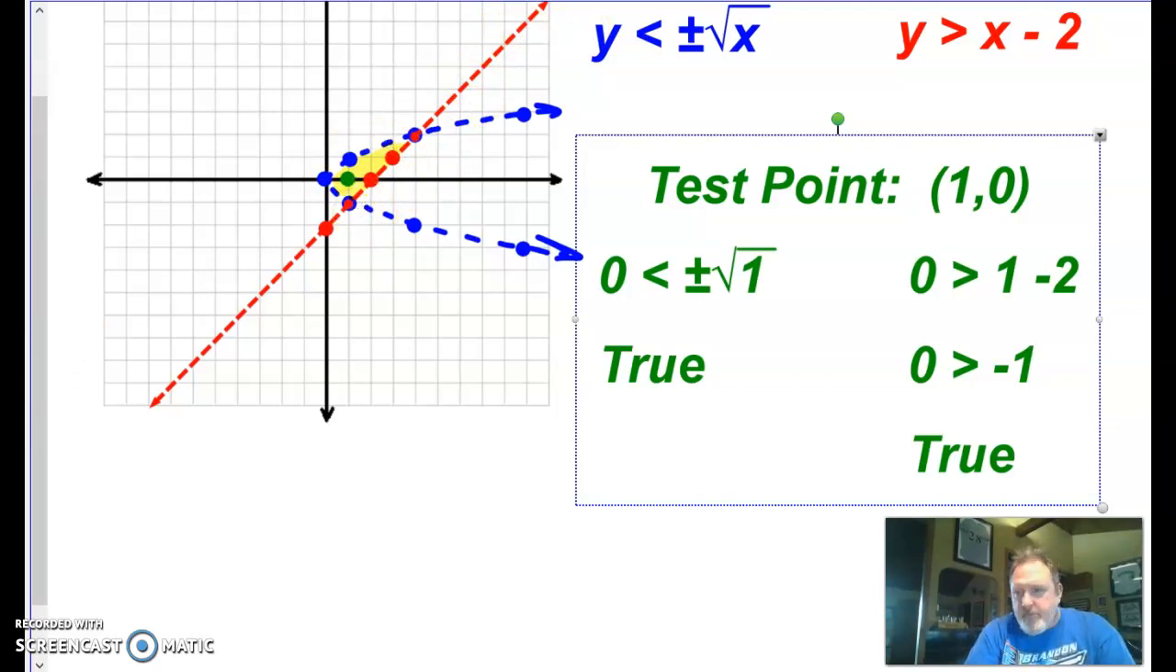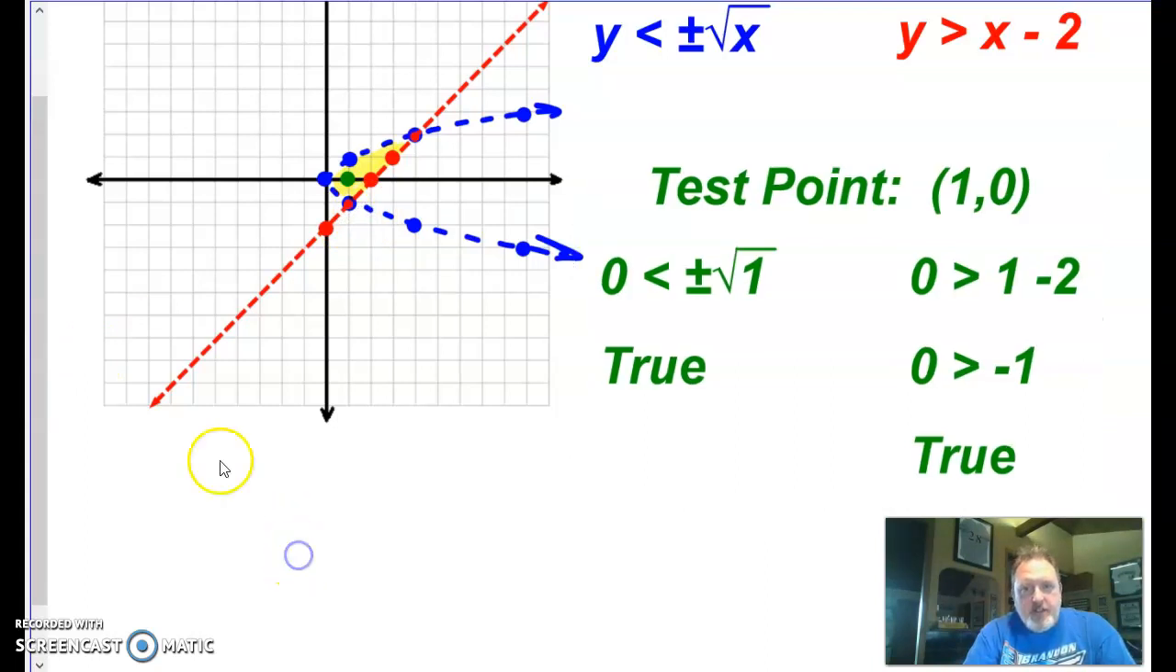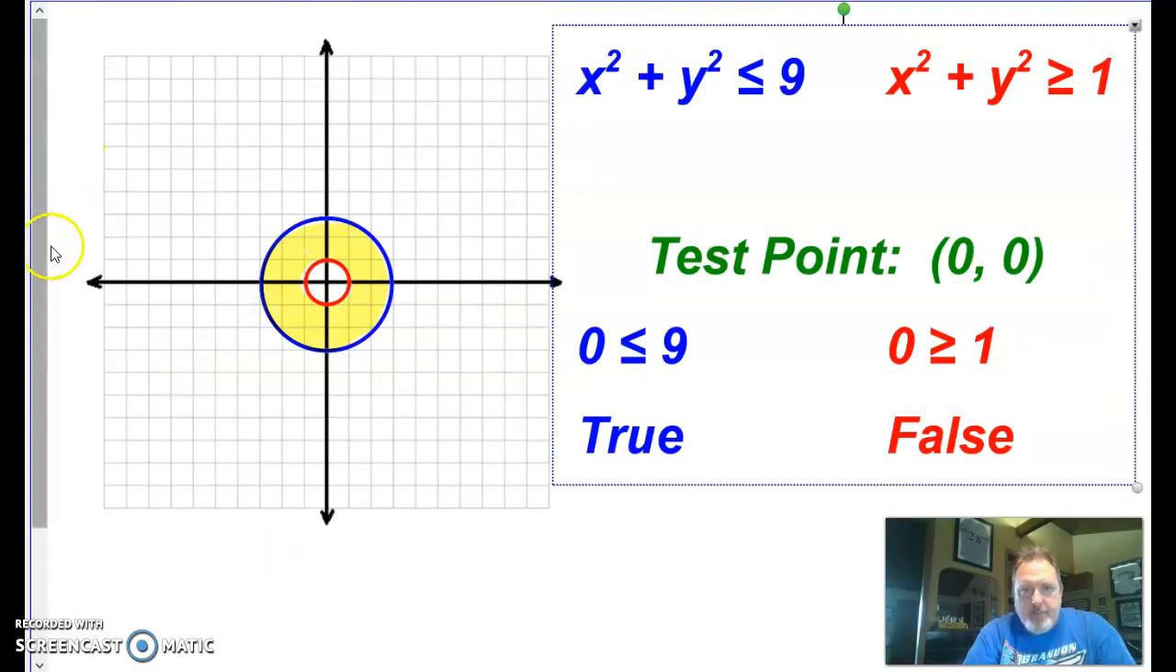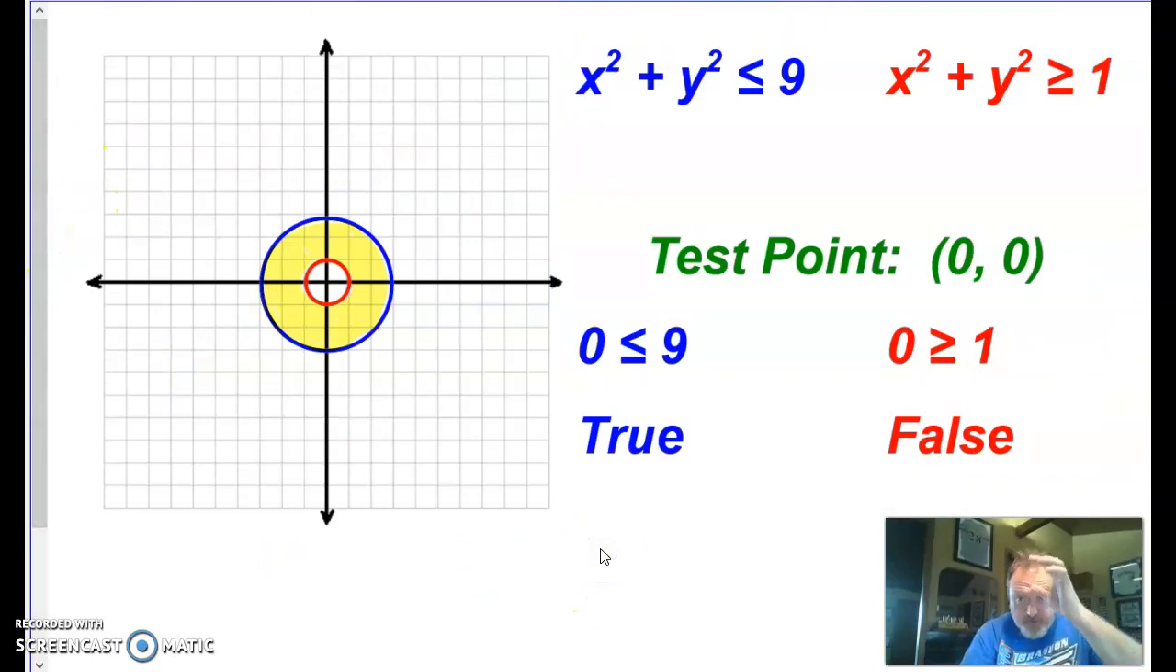All right, one last example for you today, and that is going to be our double circle here. And so we've got two circles in this example. Both of them happen to be centered at 0, 0. So you notice there's no number subtracted or added to x or y for either one of these. So I've got two circles centered at 0, 0. The smaller one, radius of 1. Larger one, radius of 3.